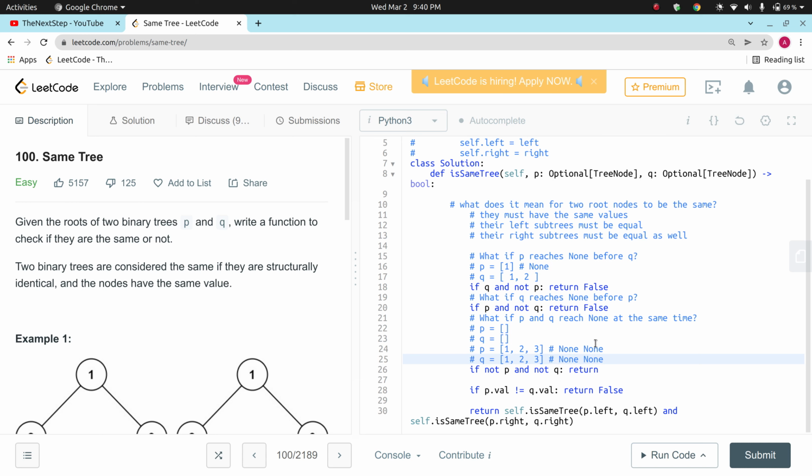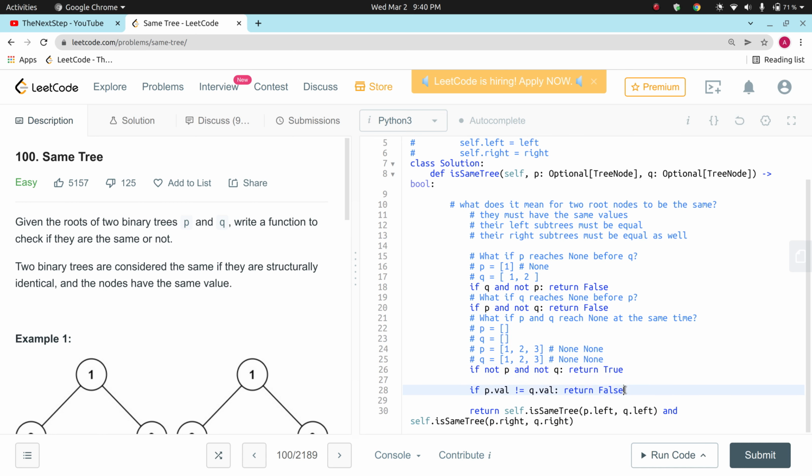And the third node, their left and right subtrees are basically none, right? And because of this, their values match, which means the two trees are equal. Alright, so that's it for this problem.